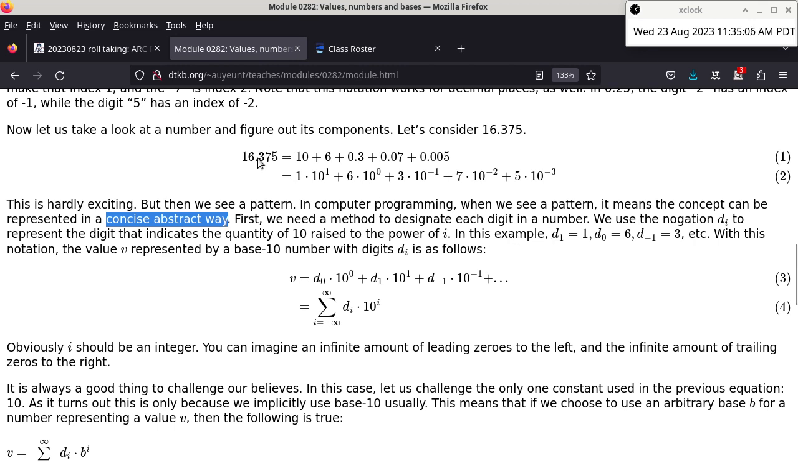So in this example, which is referring to this number here, we have D1 being a 1 because we have 1 of the 10, and then D of 0, which is the number of 10 to the power of 0, is a 6 because that's what we have, this 6 here. We have D subscript negative 1 to be a 3, because we have 3 of 10 to the power of negative 1, and then we have 7 times 10 to the power of negative 2, and so on. So the value being represented can now be summarized as D subscript 0 times 10 to the power of 0, plus D subscript 1 times 10 to the power of 1, plus D subscript negative 1 times 10 to the power of negative 1, and so on. I'm just looking at the first line here. Do we have any questions about what that line is trying to tell you?